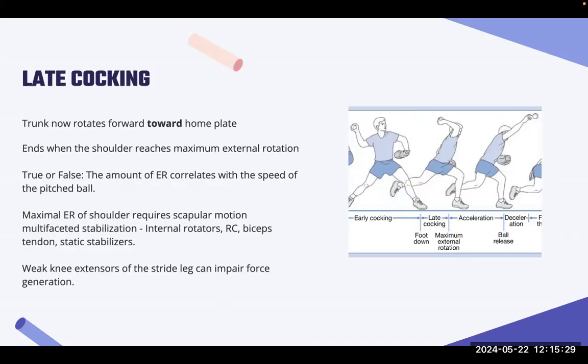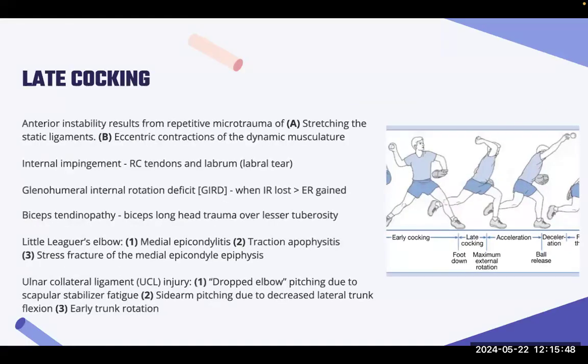And again, with maximal external rotation, we can imagine the amount of forces on the shoulder and on the elbow. So a lot of your scapular stabilizers are going to be working a lot more. But even weak knee extensors of the stride leg can impair the force generation. So again, having strong quads is going to be just as important. Now, this phase is where you will see the late cocking and the acceleration phase. It's these two phases where you're going to see most of the injuries occur, just because it's the highest stress on the arm and the shoulder.